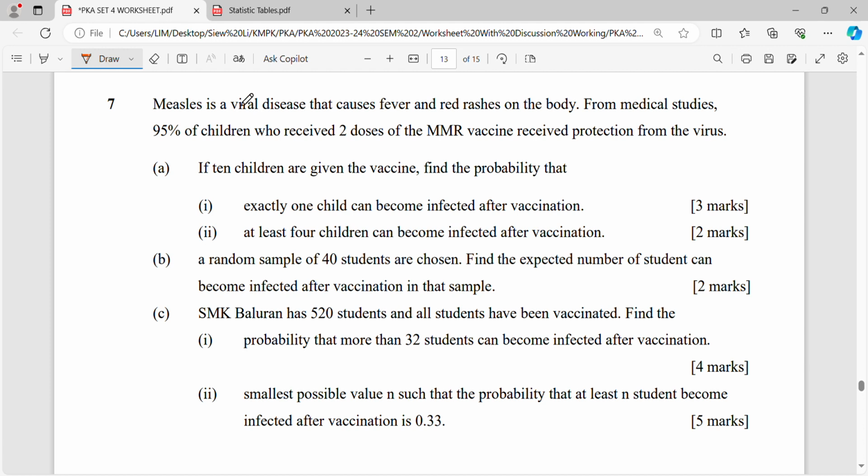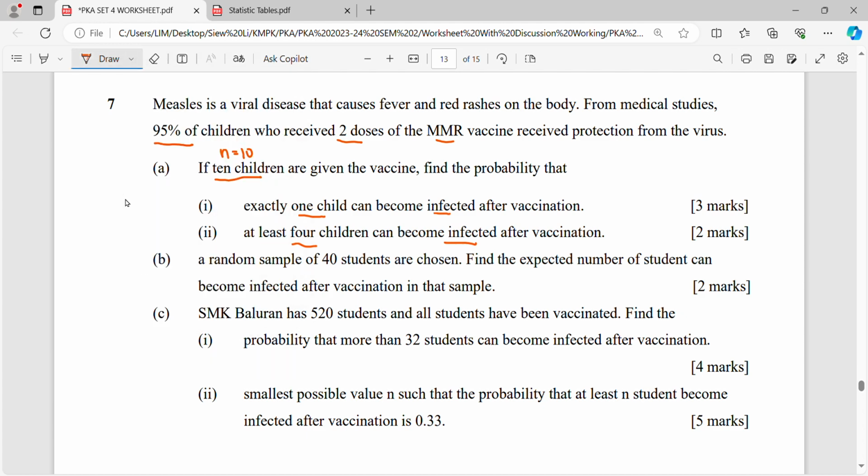Okay, so for this question, it said measles is a viral disease that causes fever and red rashes on the body. From the medical study, 95% of the children who received 2 doses of MMR vaccine receive protection from the virus. If 10 children, so number of sample 10, number of objects 10, are given the vaccine, find the probability exactly 1 at least become infected after vaccination.